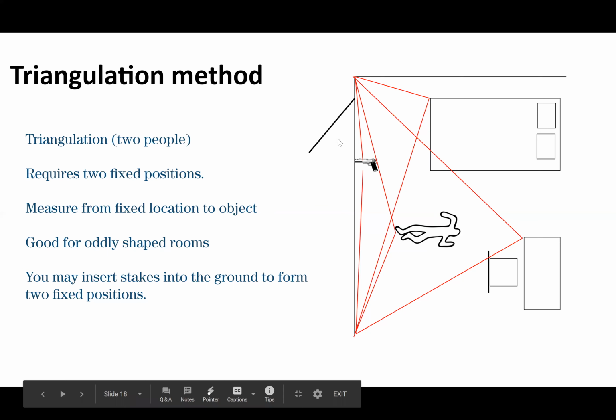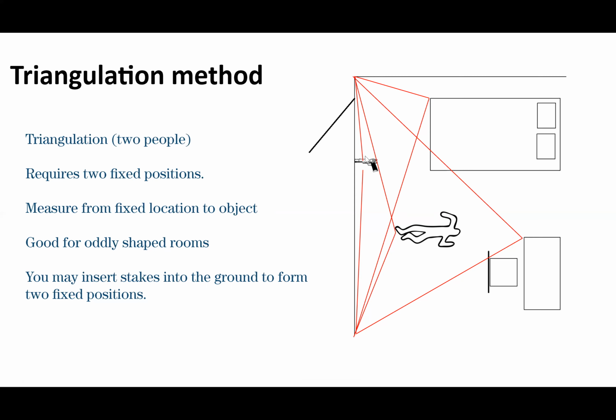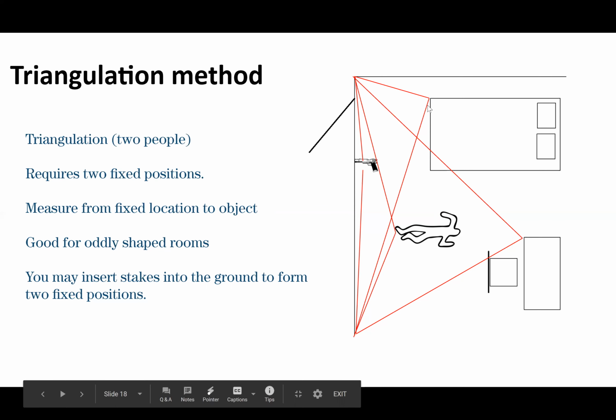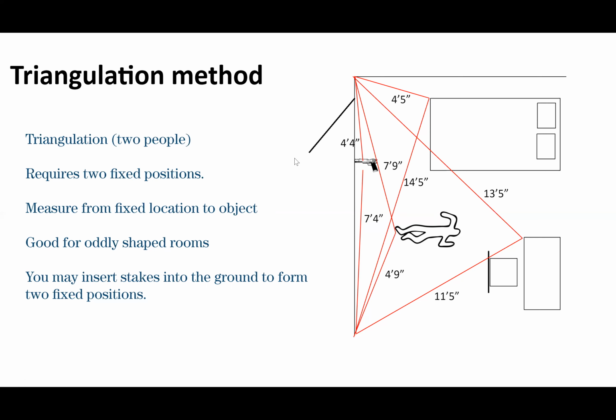I don't know what happened to it. Are the fixed positions, right? And then they will draw from this point to the gun and vice versa, the same points to the person, the same points to the bed, the same points to the desk. And then you have to measure all the distances. Based on this, you would be able to accurately place all of the objects in the room, key objects in the room.